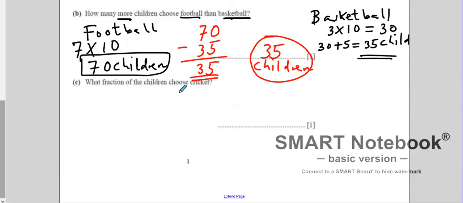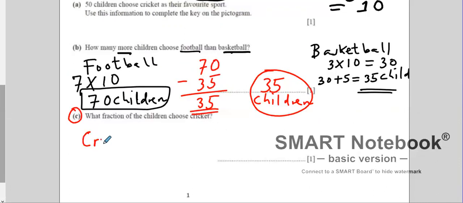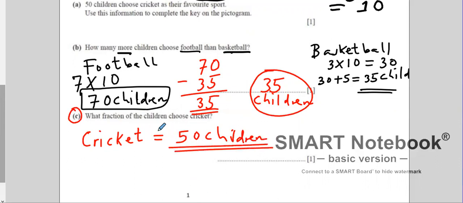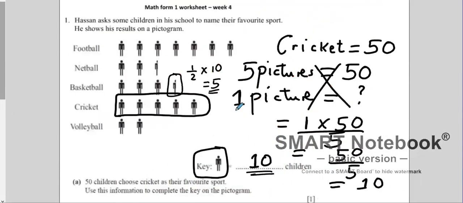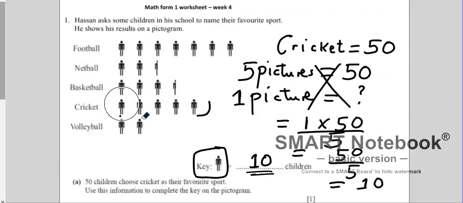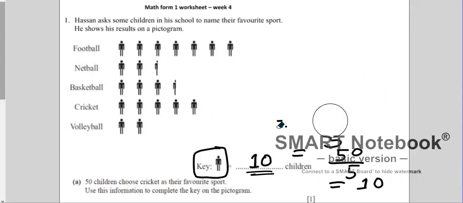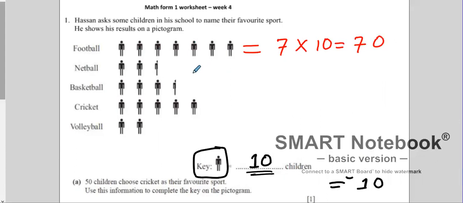What fraction of the children choose cricket? This is part C. For cricket, we already know that there are 50 children who choose cricket. Now, to get what fraction of the children, we have to count how many children there are in total. But mind you, half a picture represents 5 children. For football, we have 7 pictures, and each picture is 10, so we have 70 children for football.